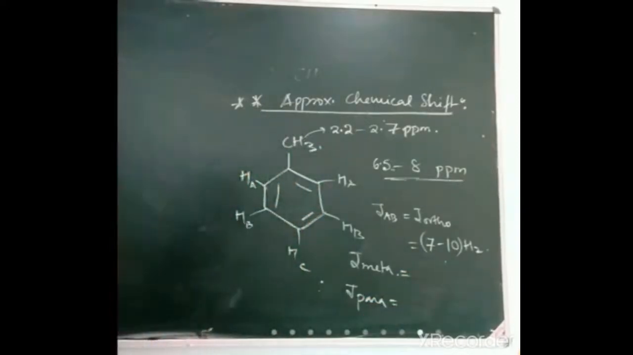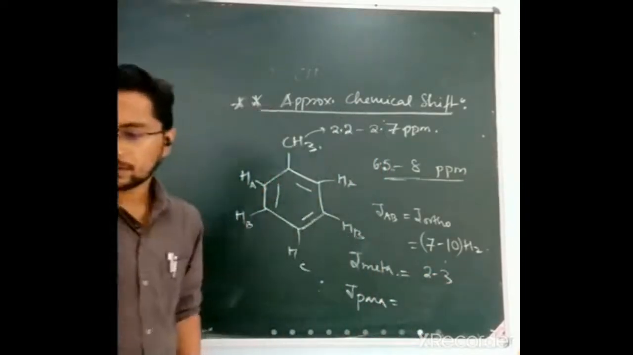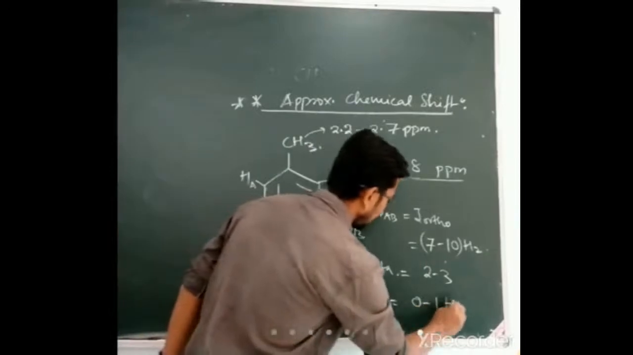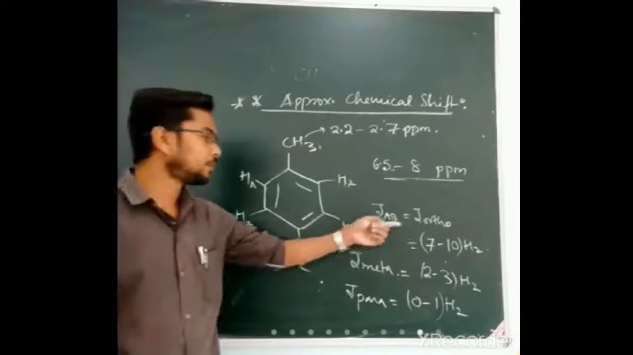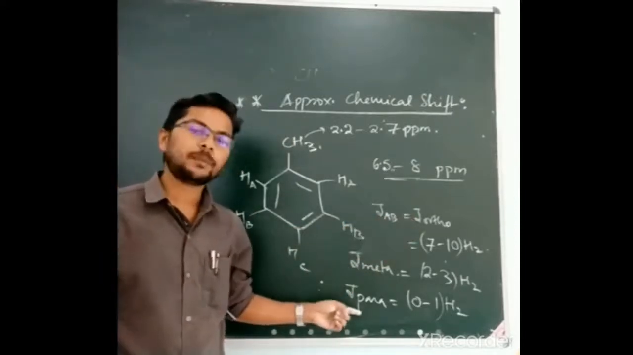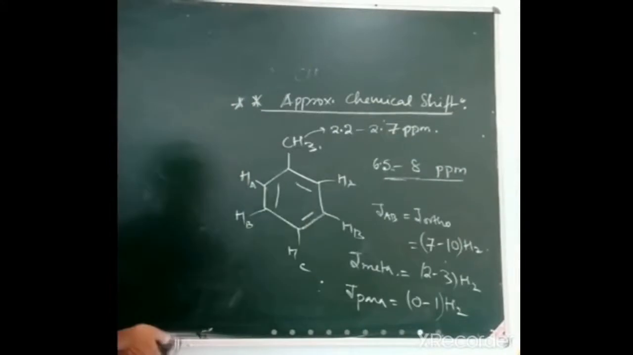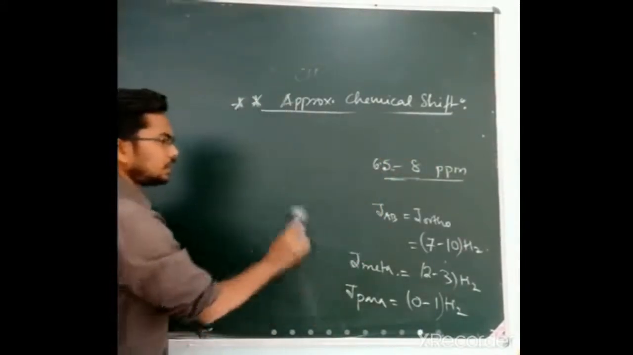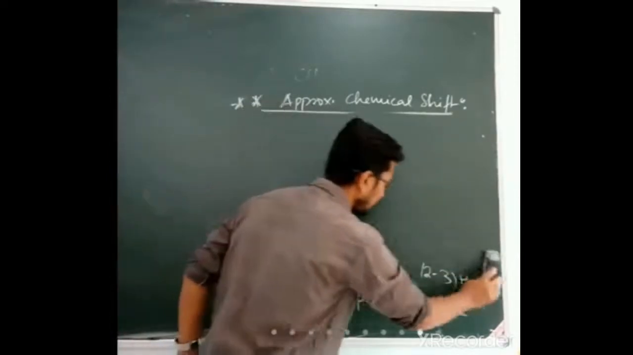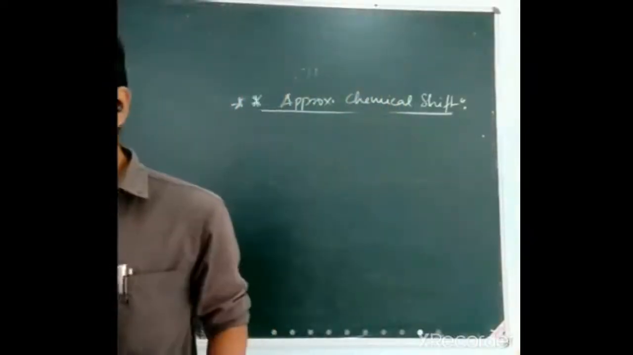J meta and J para. So J meta is around 2 to 3 hertz and J para is 0 to 1 hertz. So if you see here, compared to J ortho, J meta and J para are very negligible. These values are very important, not only for this course, but for your structural elucidation. If you keep on practicing, then these ranges will automatically be encrypted in your mind.